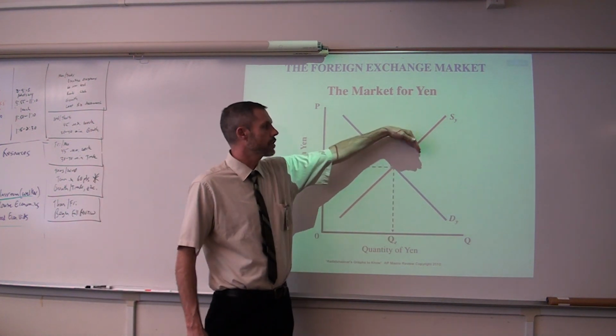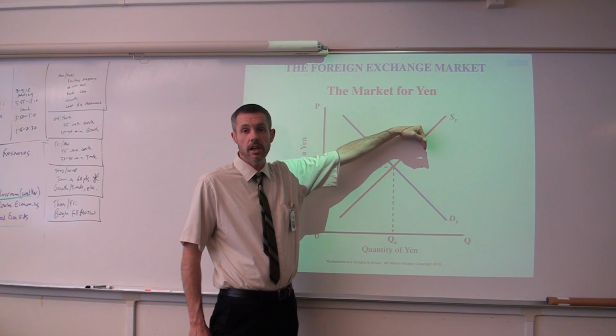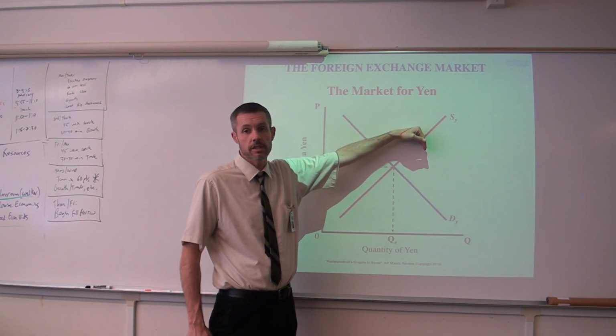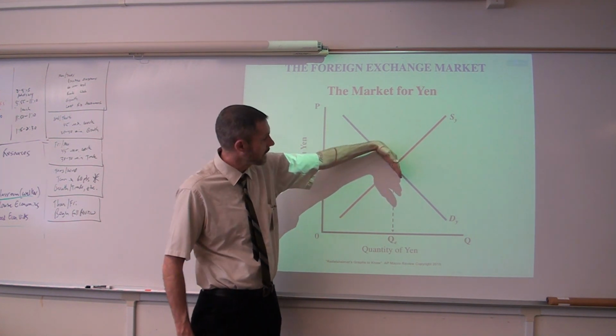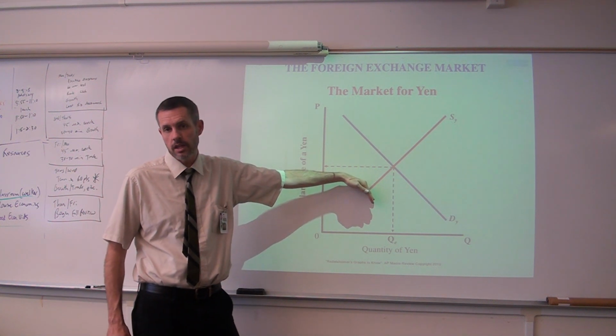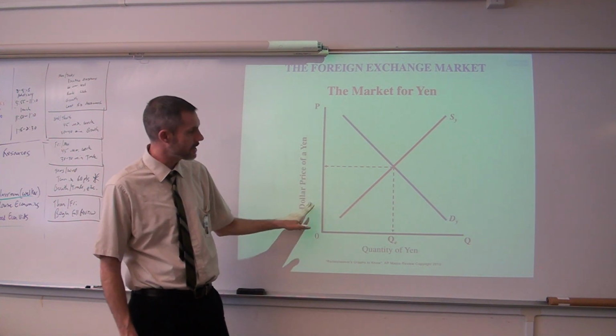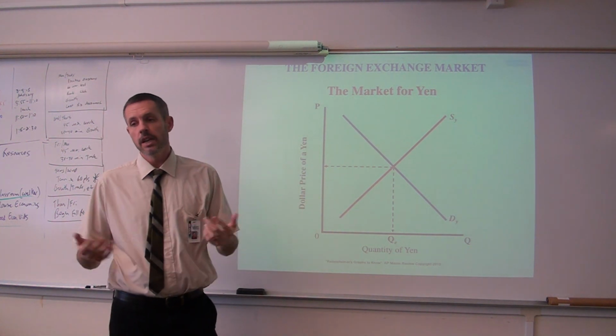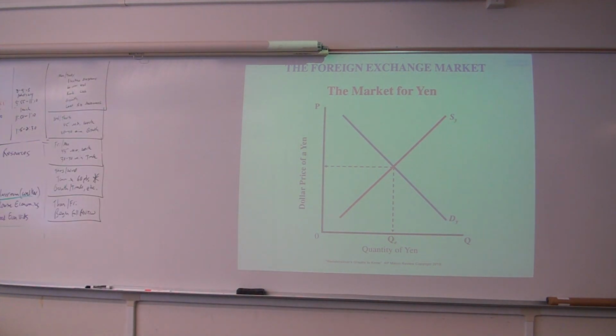If there is an increase in demand for yen by U.S. dollars, the price of yen in U.S. dollars will go up. If there's a decrease in demand for yen in U.S. dollars, that would cause the price of yen in U.S. dollars to go down. Things that could cause that: people want to buy goods made in Japan more, or people want to invest in Japan more from the United States.